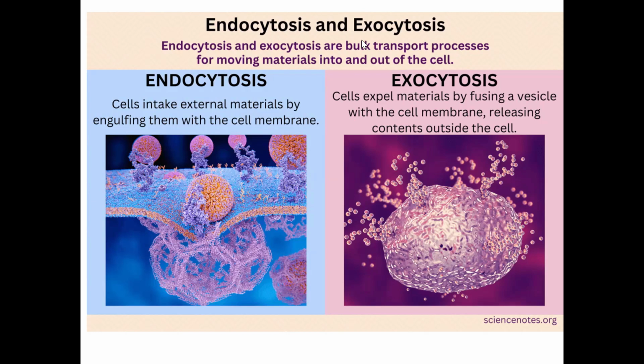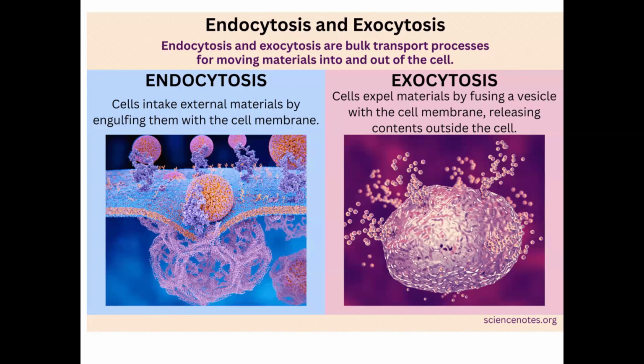But in the case of exocytosis, it is by fusing the material with vesicles. So generally, the large molecules that cannot directly pass through the bilayer of the cell membrane are the ones that use these types of transport, that is endocytosis and exocytosis.